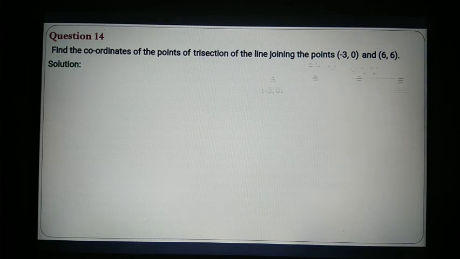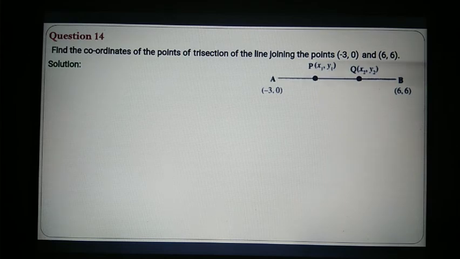So there are 2 points given to me, and you have to find the coordinates of the points of trisection. Basically line segment AB is trisected. That means it is divided into 3 equal parts. This can be done if I put 2 points, right? If I put 2 points at exactly the same distance, then the segment will be trisected.